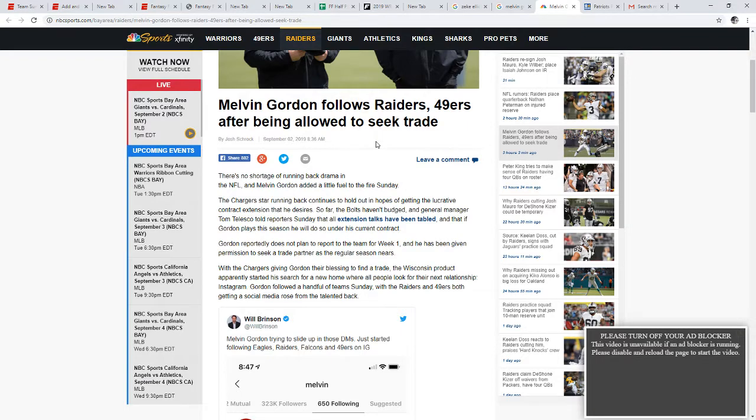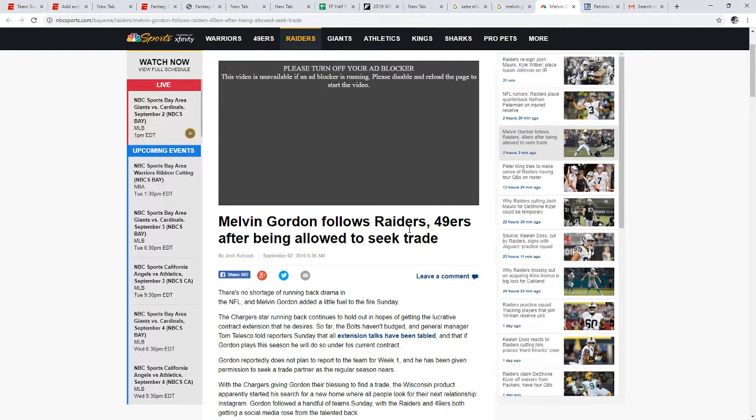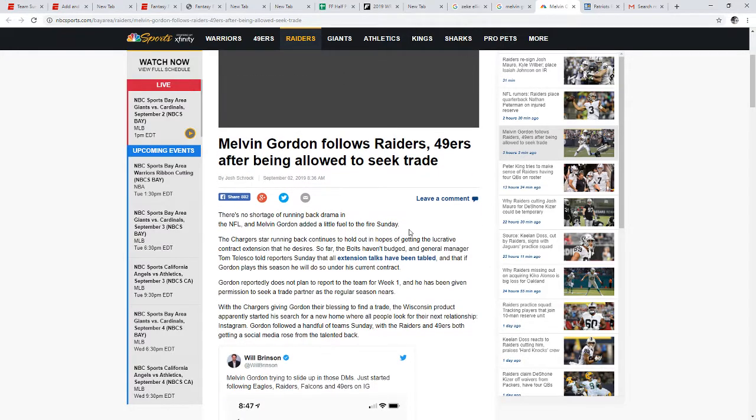So overall, I'm trying to avoid Melvin Gordon where I can, but I'm also trying to target the new starters on the Chargers, Austin Ekeler and Justin Jackson, who I think both are very underrated right now.